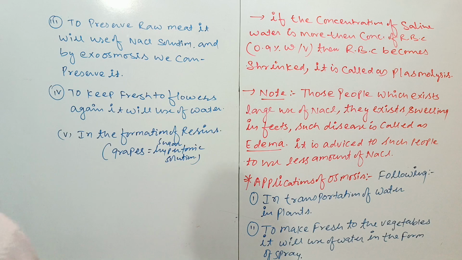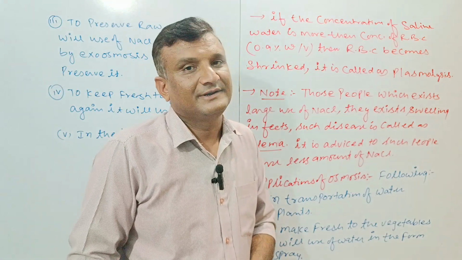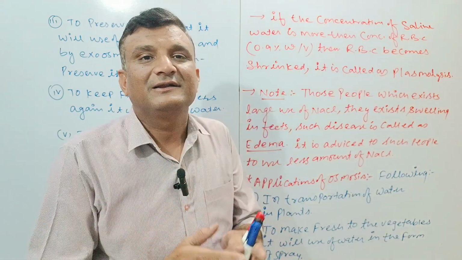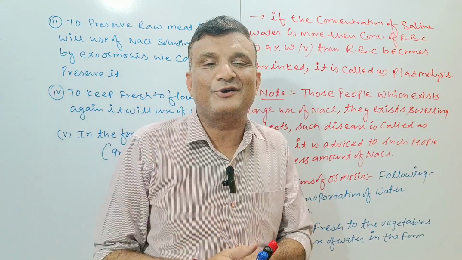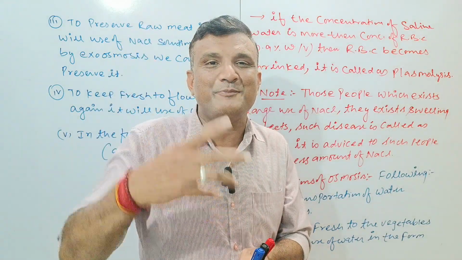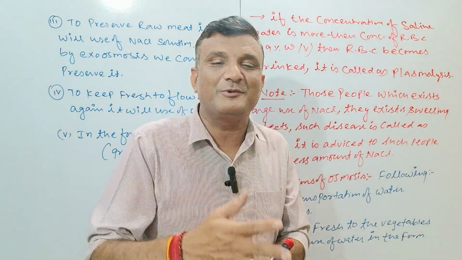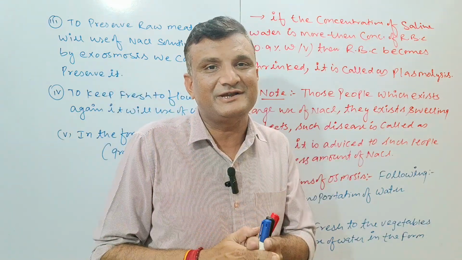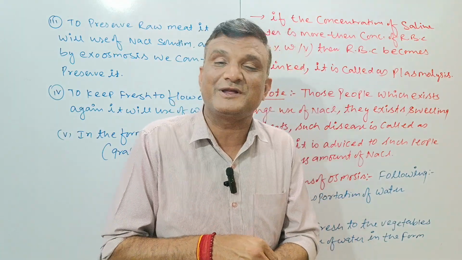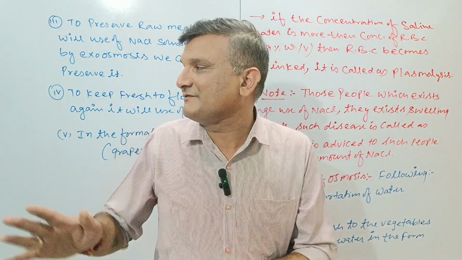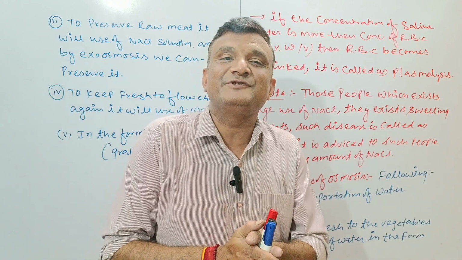So, dear doctors and engineers of the near future and all the chemistry lovers, this was about the types of solution on the basis of osmotic pressure and applications of osmosis, and we have discussed three important words. One is plasmolysis, another is hemolysis, bursting of RBC, hemolysis, and shrinking of RBC is plasmolysis, and edema also. And we have discussed a lot of applications of osmosis. We'll meet in the next video.